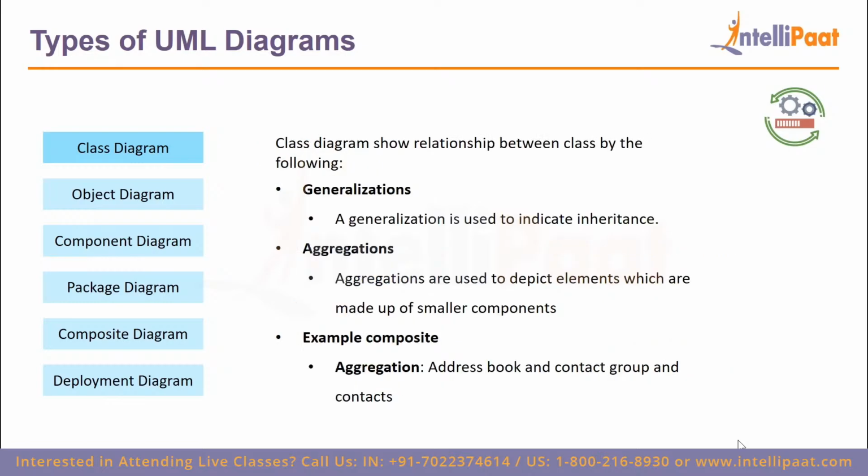Now coming to generalization and aggregation, these are the relationships that I told you about in the previous slide. A generalization is used to indicate inheritance, and aggregations are used to depict elements which are made up of smaller components. An example of the composite can be the aggregation, that is address book and the contact group as well as the contacts.